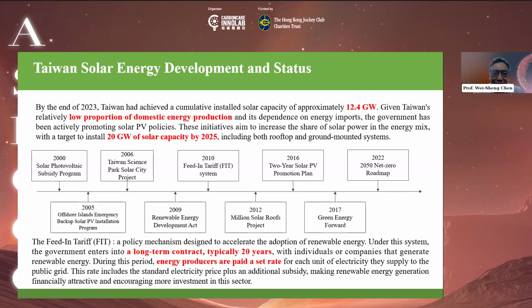And in Taiwan, in 2023, we had 12.4 gigawatts of domestic energy production. In the Taiwan system, the solar PV subsidy program started in 2000. And then in 2010 we introduced the feed-in tariff system, FIT, into Taiwan to become our major new solar energy purchasing system.